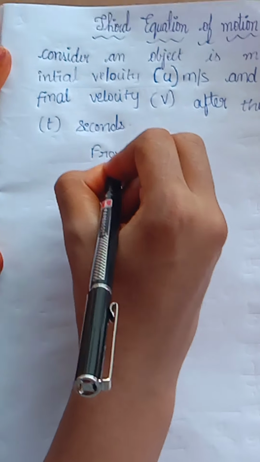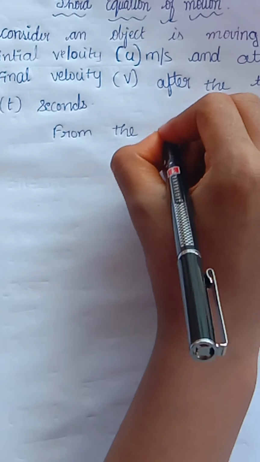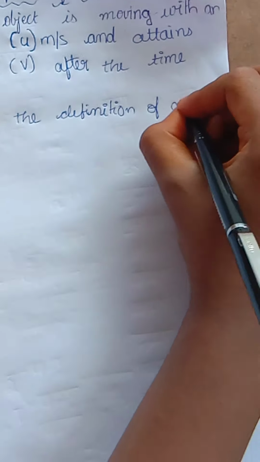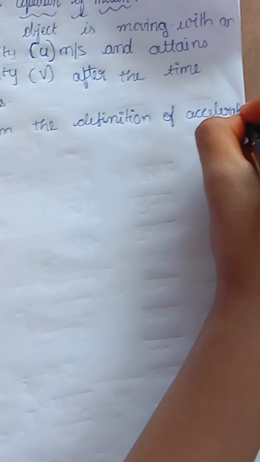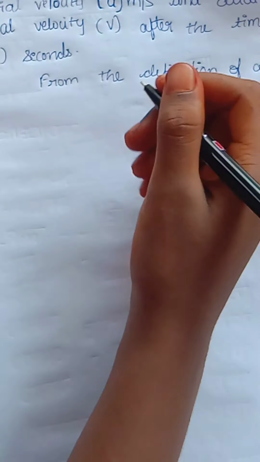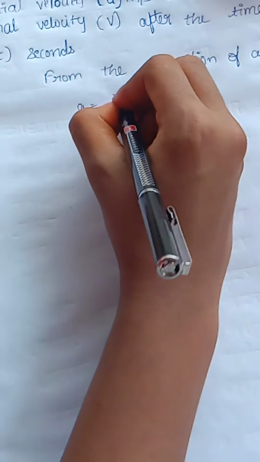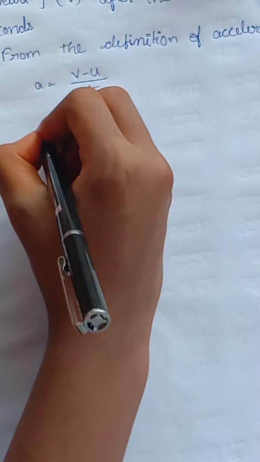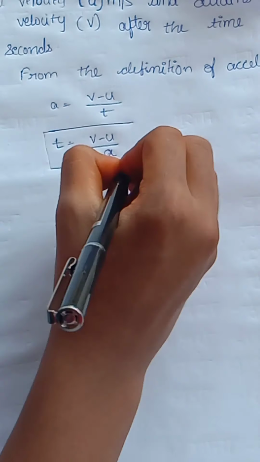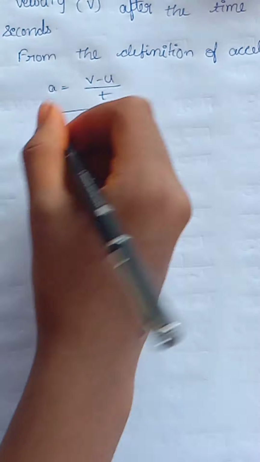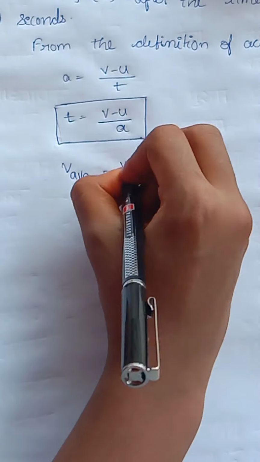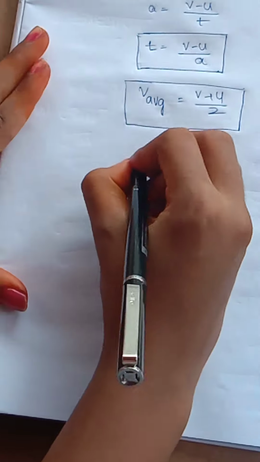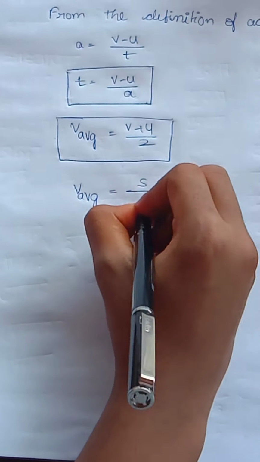From the definition of acceleration, a is equal to v minus u by t. So t is equal to v minus u by a. Now we are considering the formula of average velocity, v average is equal to v plus u by 2. Also, v average is equal to distance by time.